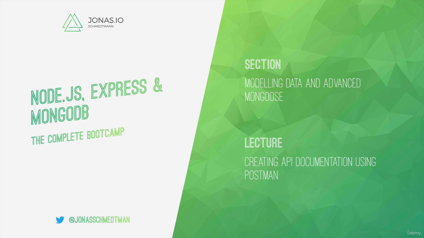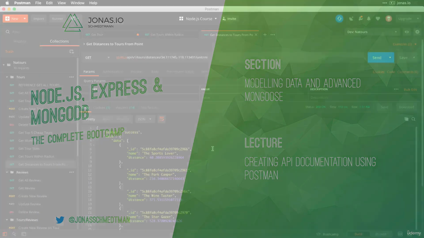And it's really important to have API documentation in place because this is how we communicate to team members or even to our final users of the API, how they can actually use it in practice. So let me now show you how it works.